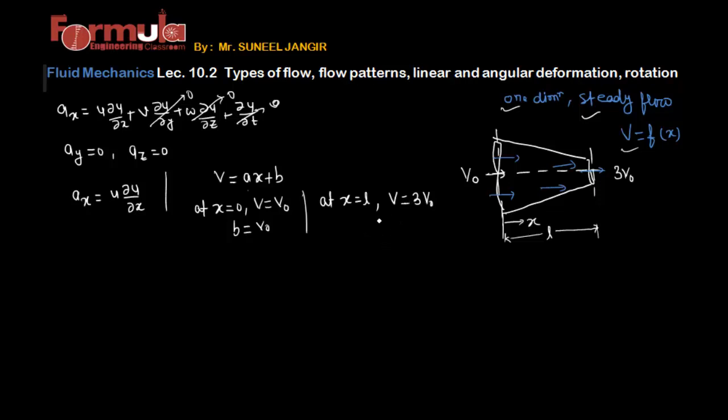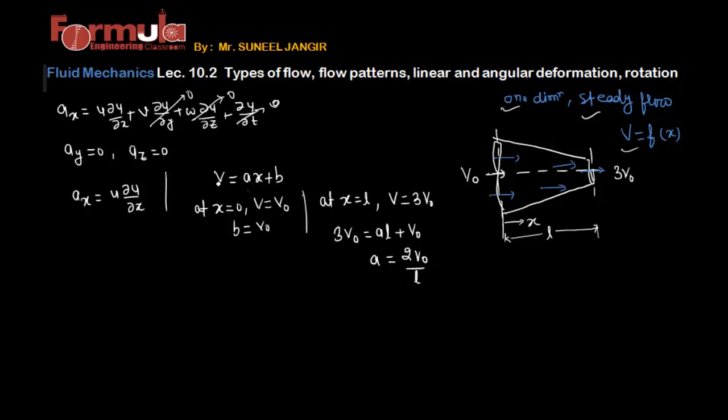Okay, so let's apply this boundary condition. Obviously we know B is V naught here, and at x equals L, V is going to be 3V naught. So V is 3V naught as x becomes L, and B is V naught here. From here we can calculate the value of A. I think this value becomes 2V naught by L. So this is the value of A here and this is the value of B.